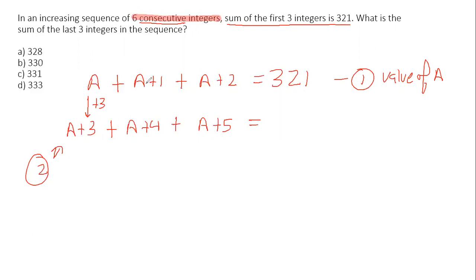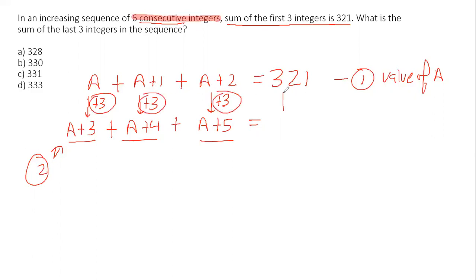Similarly, when I look at the second term of the first equation and the second term of the second equation, I realize that it's also 3 more: a plus 1, and this is a plus 4. So it's actually 3 more. Similarly, the third term of the first equation and the third term of the second equation, I can clearly see is 3 more. Now guys, common sense says that there are only 3 terms and every term is actually 3 more.